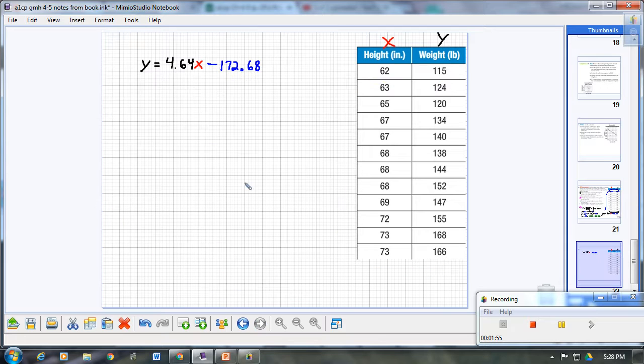Well, we need to plug in 84. We know that x represents height, so we're going to go ahead and plug in 84 for the x here. So we've got 4.64 times 84, and then we're going to subtract 172 and 68/100ths.